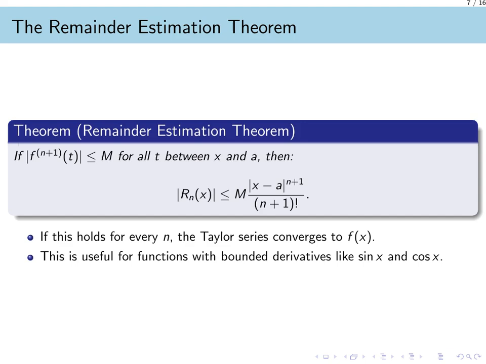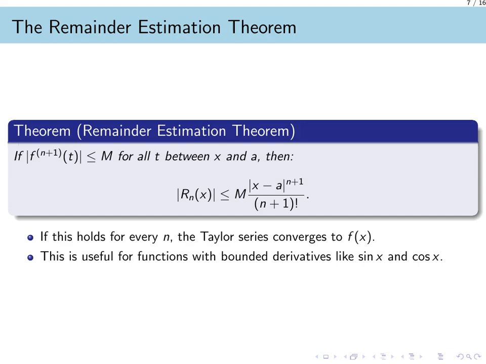The remainder estimation theorem provides a powerful and practical tool for determining the maximum possible error in a Taylor approximation. Recall that the exact formula for the remainder, r sub n of x, involves the n plus 1 th derivative evaluated at some unknown point, c. This theorem helps us work around that uncertainty. The main idea is to find a single, constant upper bound, which we call m, for the magnitude of that n plus 1 th derivative over the entire interval between a and x.